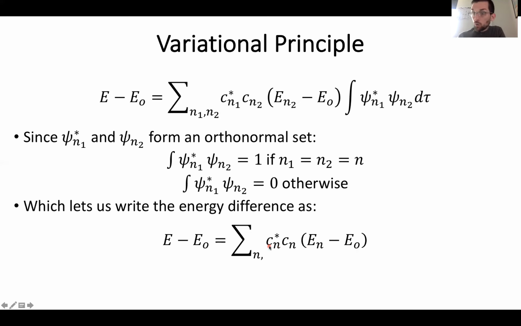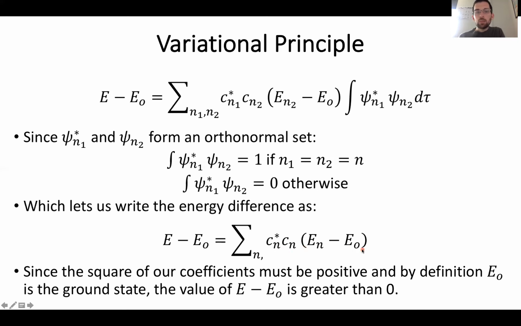because they're the square, including of complex conjugates, this means this value has to be positive. And by definition of this being the true energy, it also turns out that this difference has to be positive. And this means that my value for the difference in between the energy of my guess wave function and the true energy of the system is going to be greater than 0. So it has to be positive.